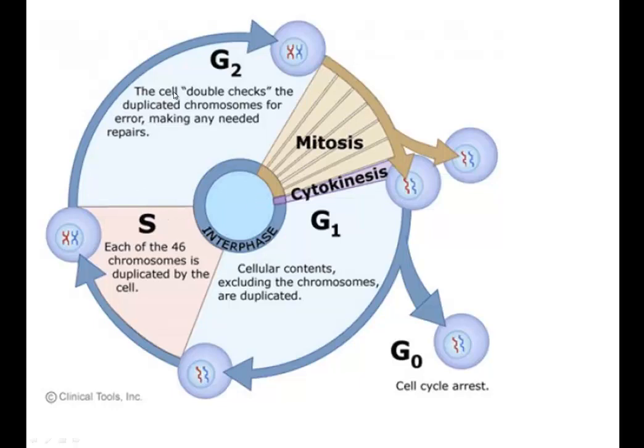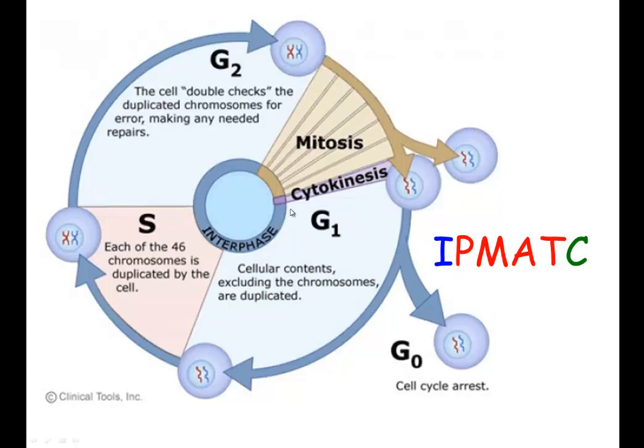And then we get to G2, and this double checks everything. Did mitosis work out? Did it grow enough? Did we get enough of the chromosomes? Did we get the chromosomes done correctly? And it'll try to repair everything it can. If it can't, it's going to kick it back out and lyse it. But if it actually is okay, it moves into mitosis and starts the process all over again.